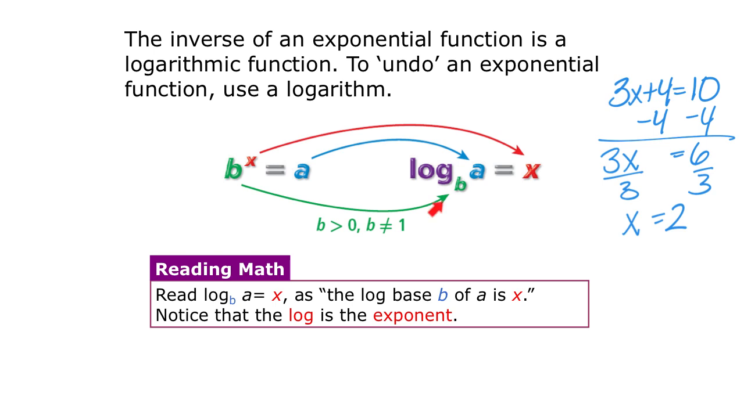The way that we read this, we would say that the log base b of a is x. B is going to be the base. A is going to be the number we're taking the logarithm of, and then x is our answer. One thing to note here is that the answer x is going to be the exponent. It's the exponent over here. So it doesn't look like an exponent anymore, but that's what it really is. It's the exponent of this base.